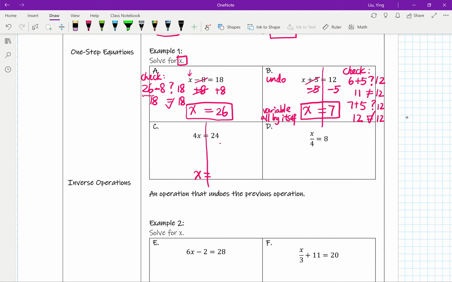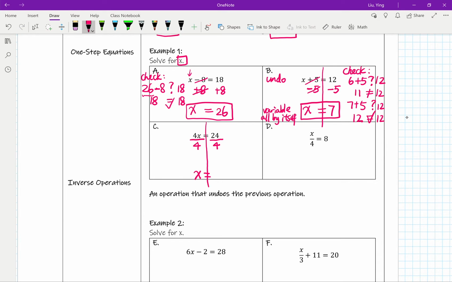Okay. So on the left-hand side, 4x. As we mentioned before, this is a coefficient, so 4x means 4 times x, right? So to undo multiplying, what would undo multiplying? Well, dividing, right? So we will divide by 4, and don't forget, in order to balance, we'll do the same thing on the right-hand side. We're dividing, okay?